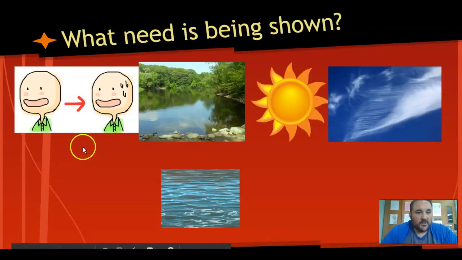Let's see what you remember. Each one of these pictures represents one of the needs of life. Can you guess which is which? I'll be back in a few seconds to tell you the answers.